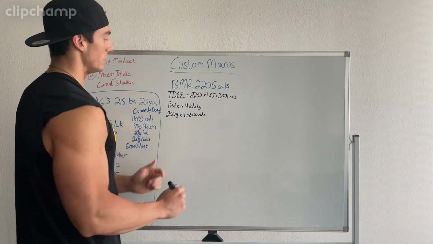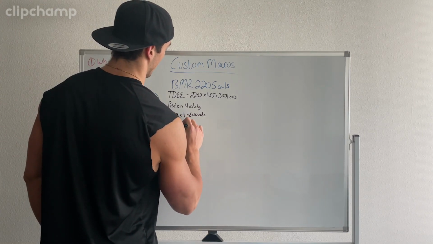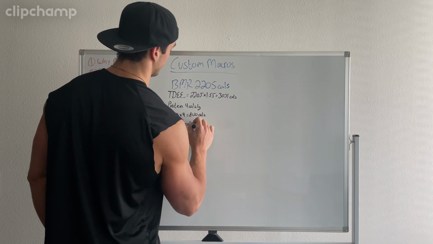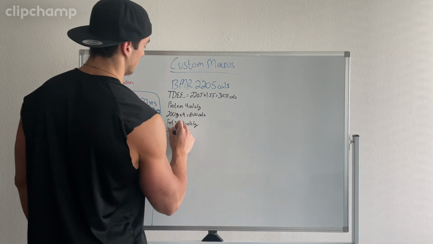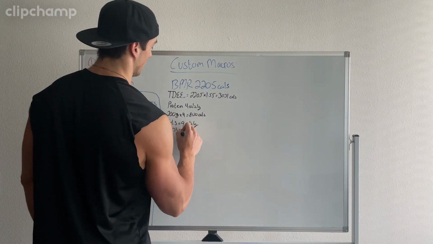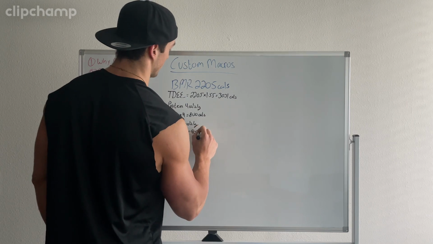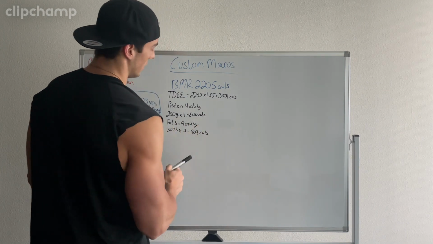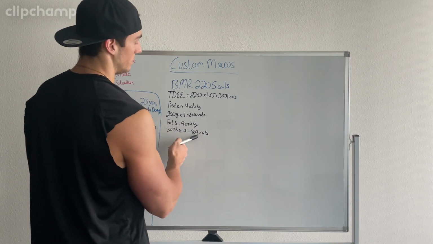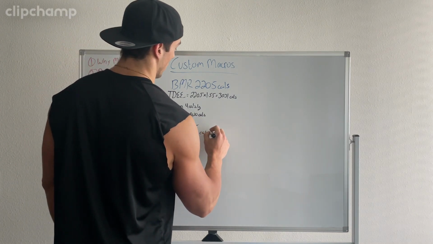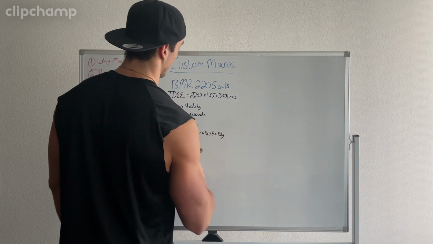So what we're going to do is, for fats, equals 9 calories per gram. So we're going to take 3,031 times 0.3, and we're going to get 909 calories. Now again, since 1 gram of fat equals 9 calories, we're going to divide that by 9, and we're going to get a total of 101 grams of fat.